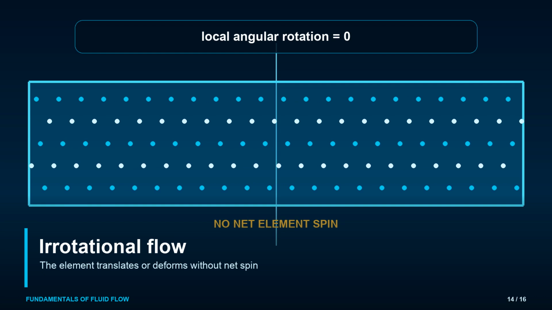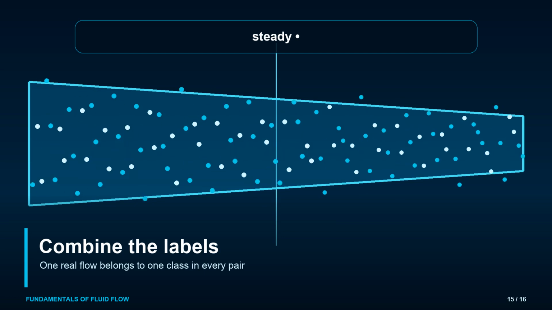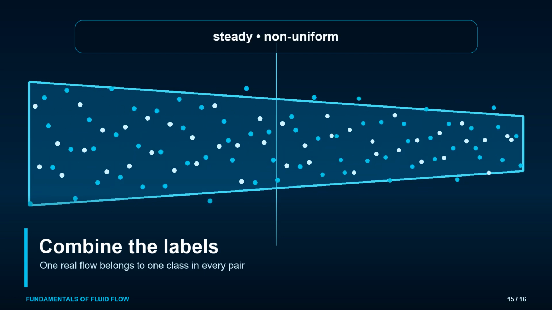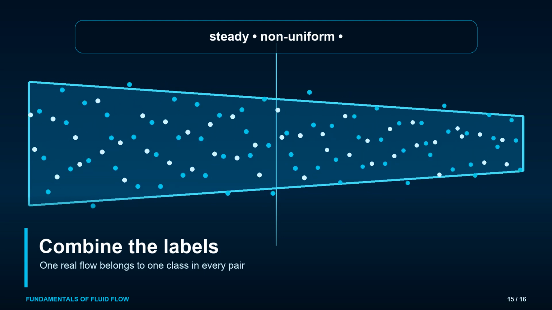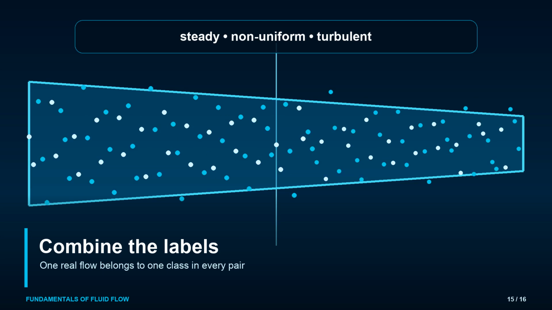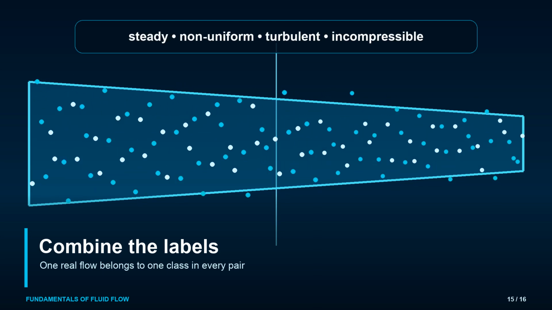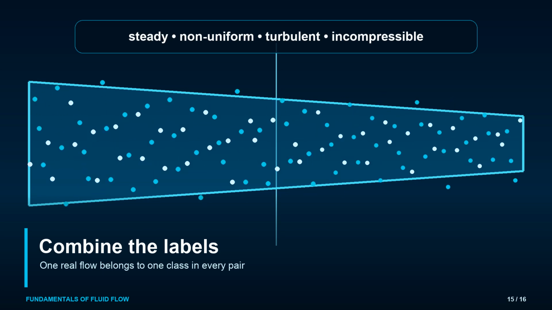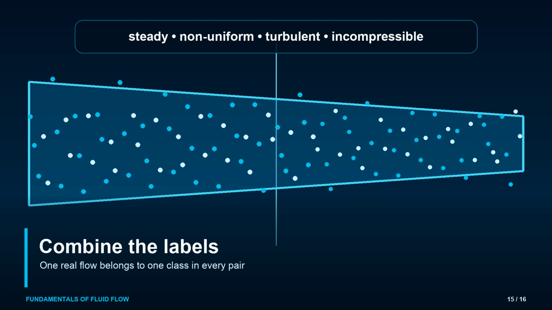Let us combine the classifications. Water moving at constant discharge through a contracting pipe can be steady, non-uniform, turbulent, incompressible, and locally rotational near the wall. Slow oil in a straight small tube may be steady, uniform after the entrance region, laminar, incompressible, and largely irrotational near the center.